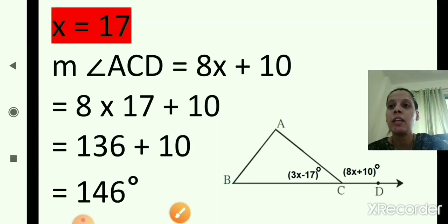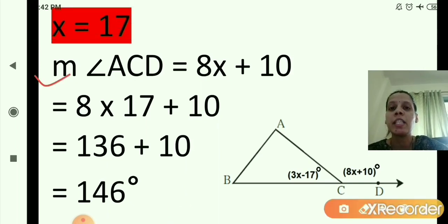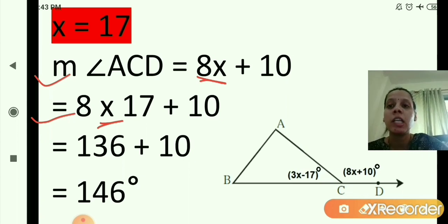Yes, as you can see here, the measure of angle ACD is equal to 8x plus 10 degrees, which is given in the question. Now in place of x, what will we write? In place of x we will write 17. Correct. So 8x means 8 multiplied by 17 plus 10 as it is. 17 eights are 136, plus 10. So 136 plus 10 is 146 degrees, right?